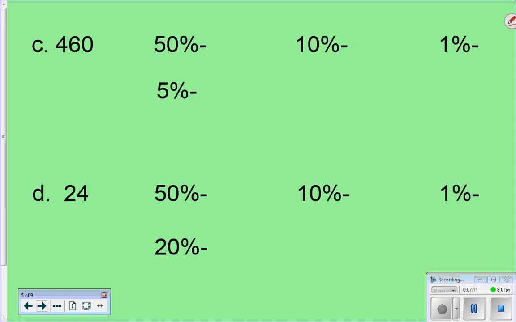Let's do this one. Do 460. Find 50%, 10%, 1%, and then see if you can remember how to find 5%.